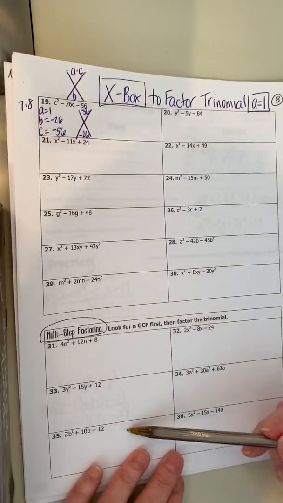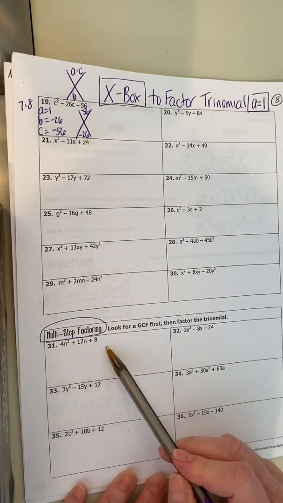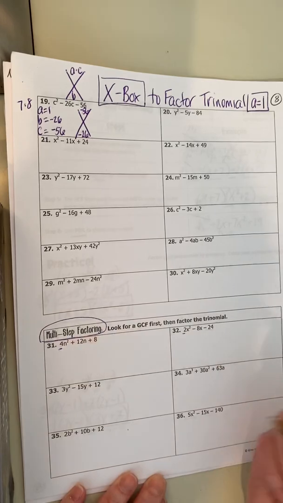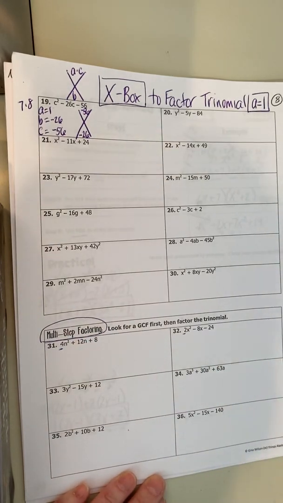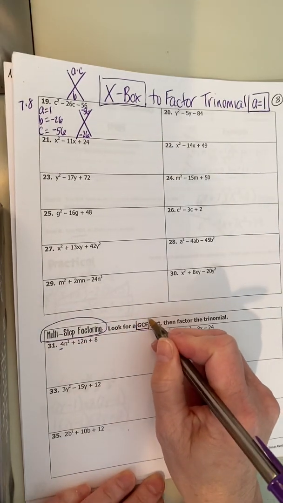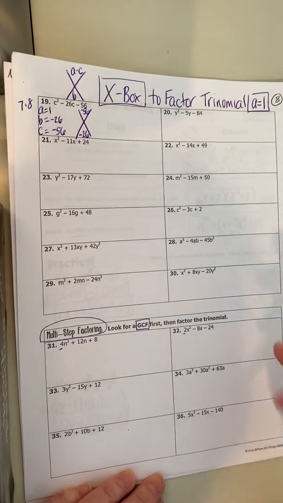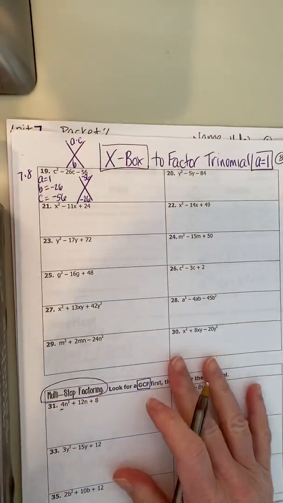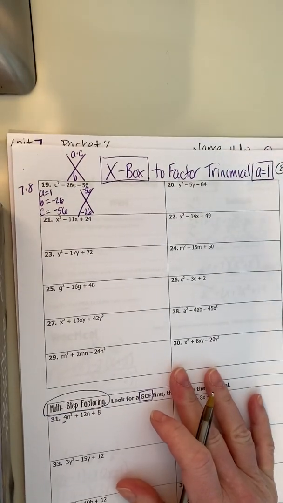The bottom has trinomials, but notice that all of the a values do not equal 1. We're going to have to factor those out first, but I'll do those in a minute. But back up here, I'm going to do a few of these. I'm not doing all of them.